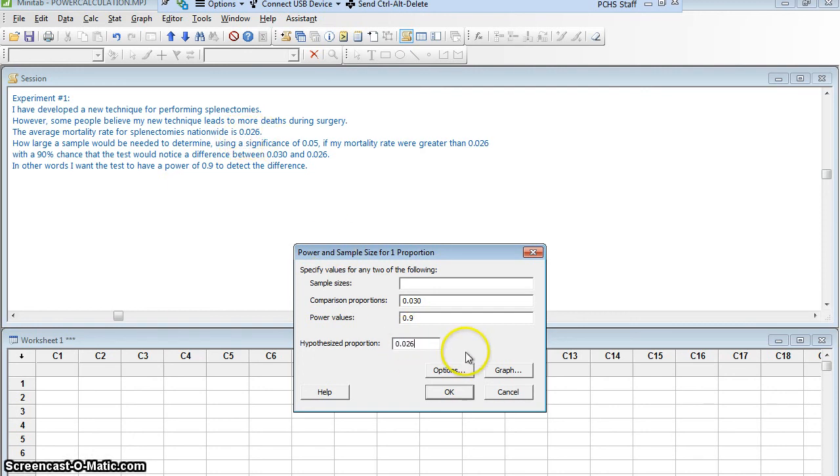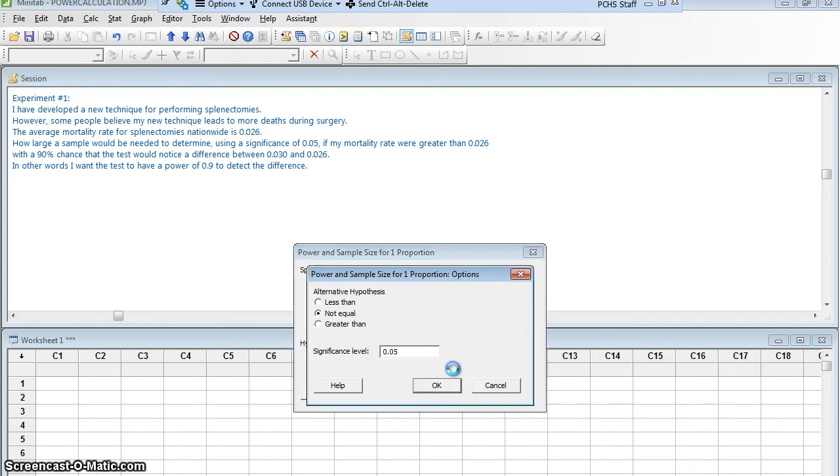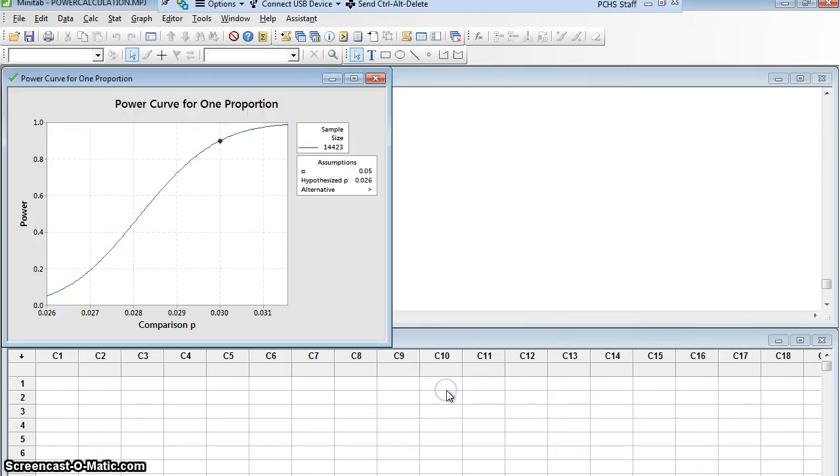Now we're going to click on options before we go on, and we're going to just check these things. The alternative hypothesis, in this case, is actually a greater than. So I need to switch that. The significance is fine. So I'm going to say OK, and say OK. And Minitab performs a power analysis for us.